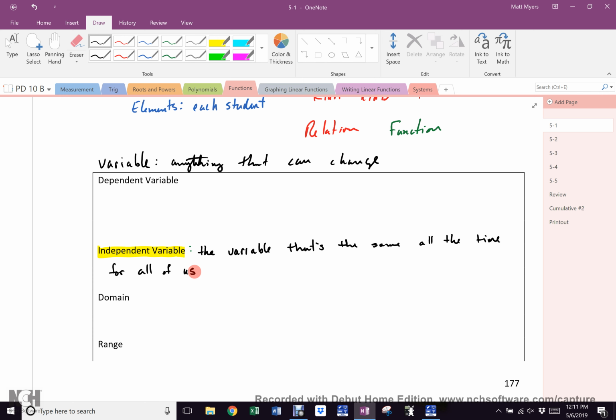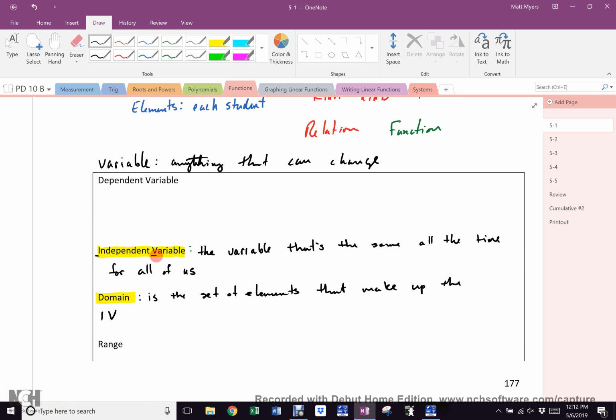Everybody's cool? All right. Now, I'm going to highlight the word domain, because the word domain goes with the independent variable. The domain is the set of elements that make up the IV. I'm too lazy. Independent variable. Okay? The independent variable is the thing. The domain are the values of that thing. Does everybody understand?